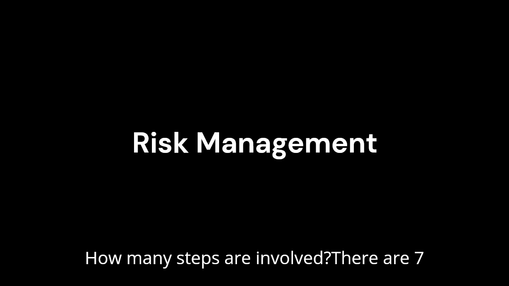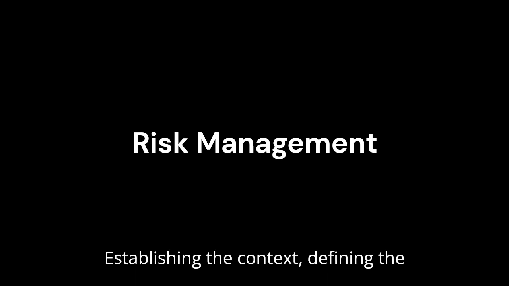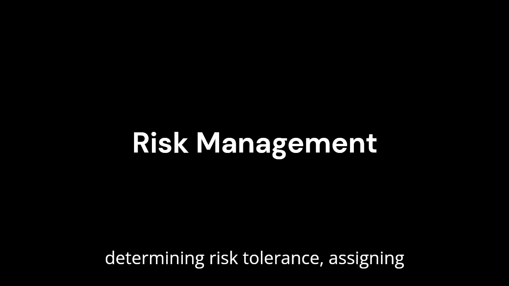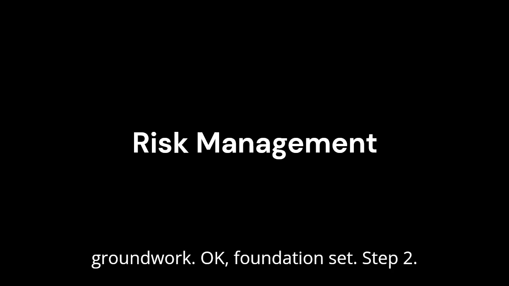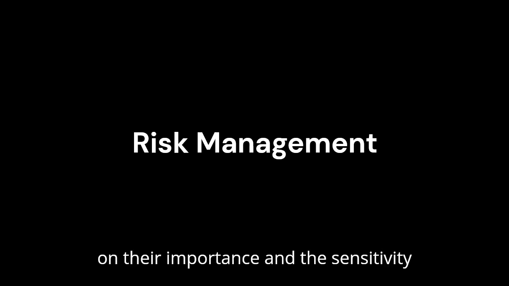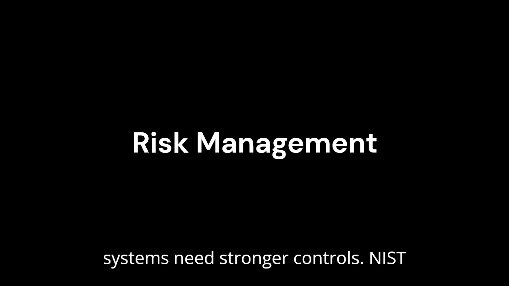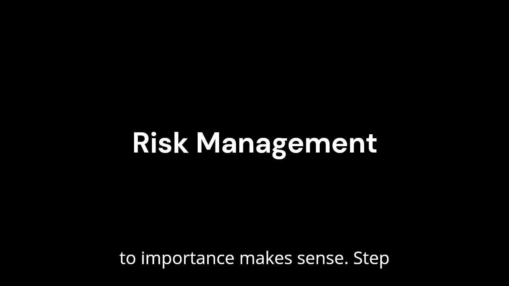A life cycle. How many steps are involved? There are 7 main steps in the NIST RMF. Step 1 is prepare. Getting ready. Essentially, yes. Establishing the context, defining the risk strategy, identifying stakeholders, determining risk tolerance, assigning roles, getting resources, laying the groundwork. Okay, foundation set. Step 2. Step 2, categorize. You identify and categorize your information systems based on their importance and the sensitivity of the data they handle. High-impact systems need stronger controls. NIST SP 800-60 helps here. Matching protection to importance. Makes sense.